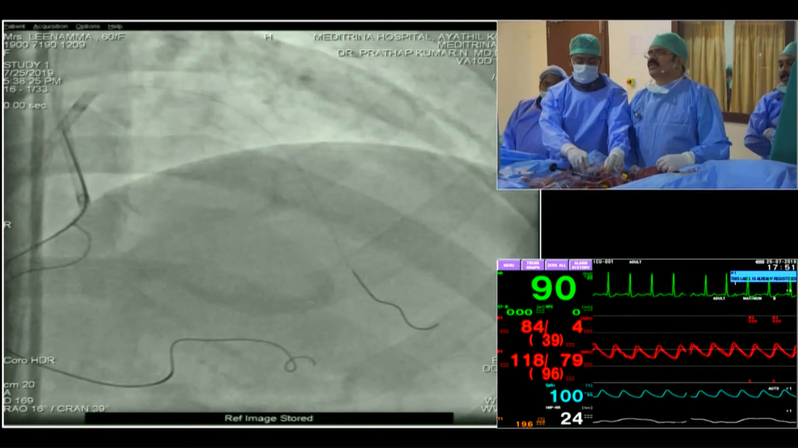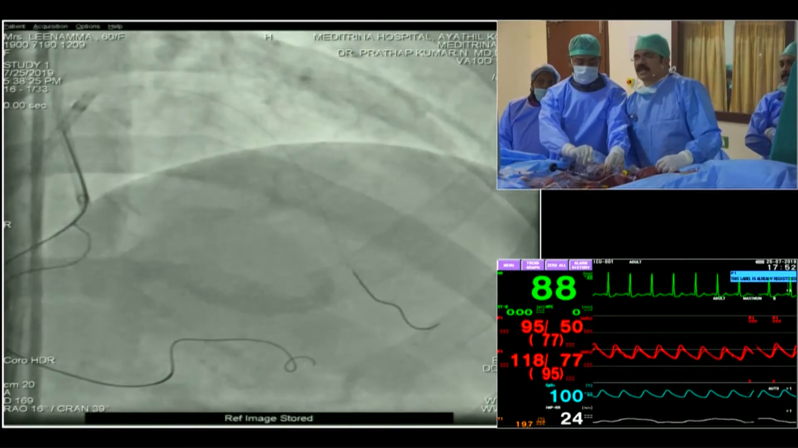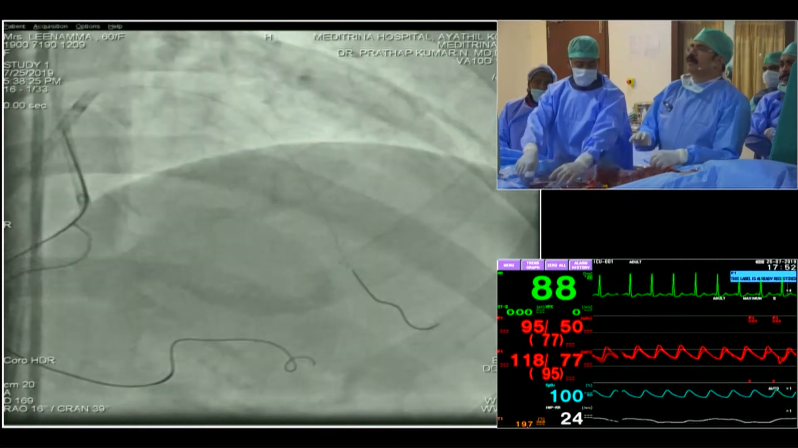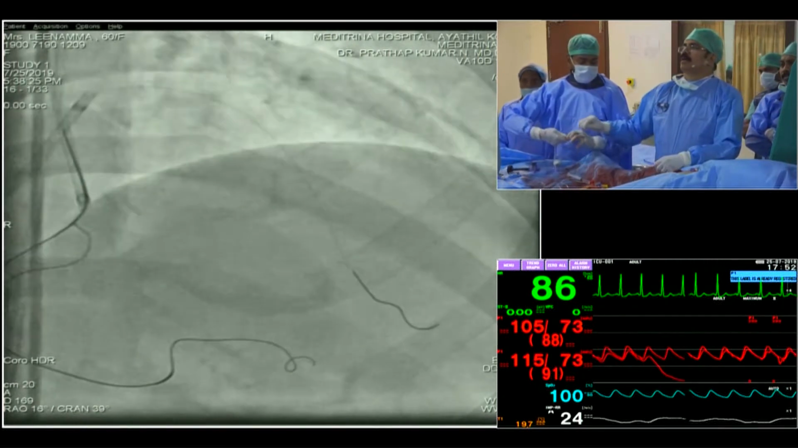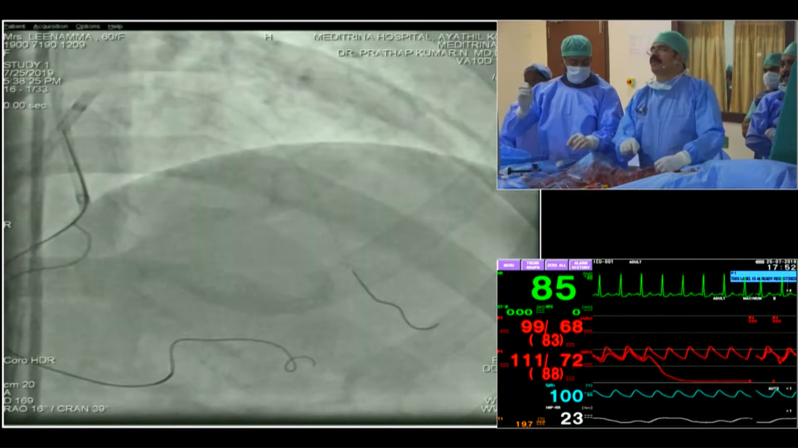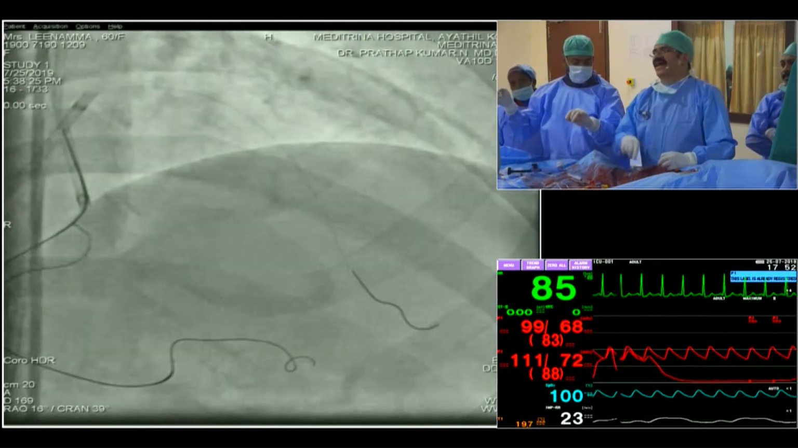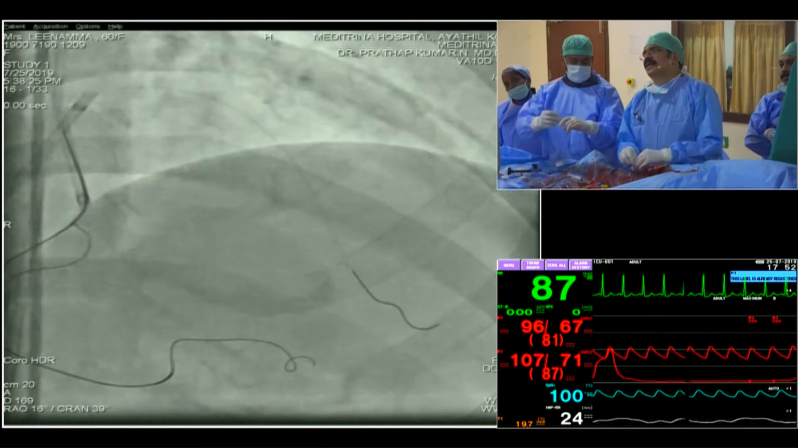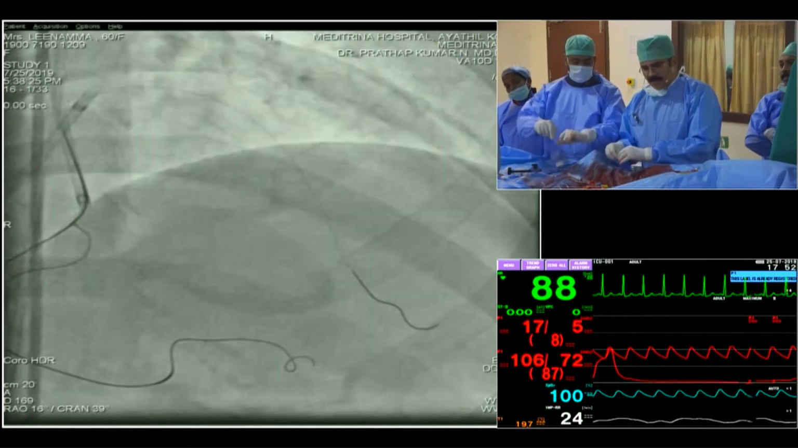Indeed, you see that the vessel is pretty open, pretty normal now. This dissection is visible because the antegrade injection fills it with contrast. So that's why you see this dissection. And basically, when you are crossing a CTO, you are always creating dissection. No matter what, you are doing that.